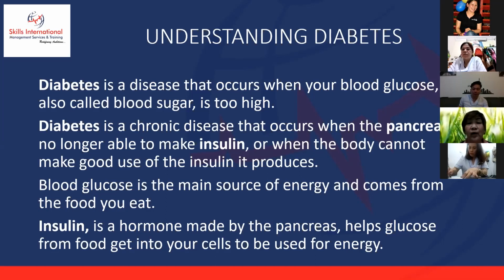So now your blood sugar is going high. There is no insulin to regulate the balance of your blood sugar in the body. Blood glucose, or blood sugar, is the main source of energy and comes from the food you eat. Most of this blood glucose, the source of energy, comes from carbohydrates, from the food you eat.